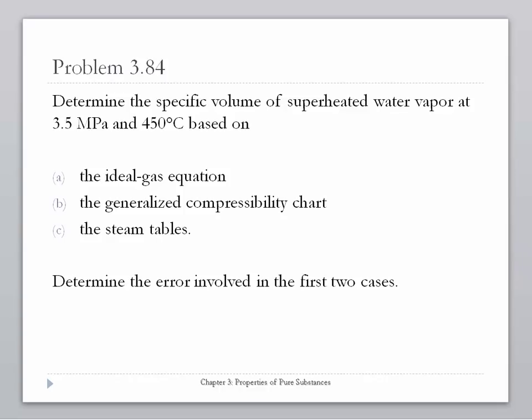We have to find this specific volume based on the ideal gas equation. Once again, we have to have the compressibility chart, and then we have to do the steam tables. And we need to determine the error for the steam tables, which is the most accurate case compared to the other two cases.